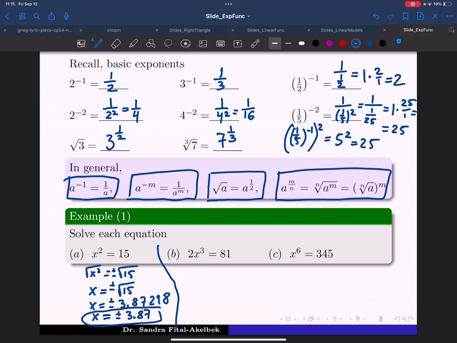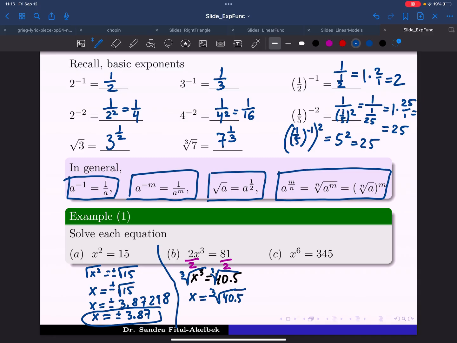For part B, before we take the cube root, we need to first solve it for x cubed. So in that case, we're going to divide by 2 on both sides. So we have that x cubed is equal to 40.5. And then take the cube root of both sides. So we have that x is equal to the cube root of 40.5.